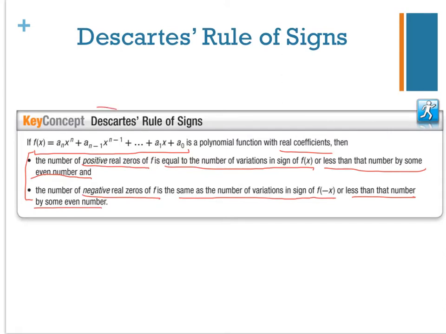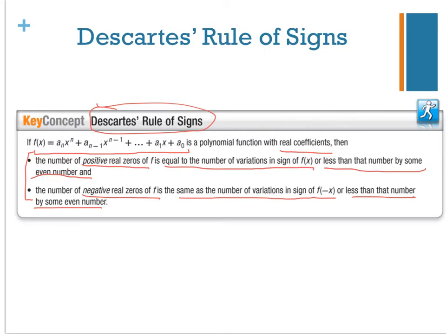So the main point of Descartes' rule of signs is to look at a polynomial function and be able to determine, using this rule of signs, how many positive real zeros it could have and how many negative real zeros it can have. And remember, the word zero is the same thing as an x-intercept on the graph. So I'm looking for how many times is it going to cross the x-axis on the positive side, and how many times is this polynomial going to cross the x-axis on the negative side.